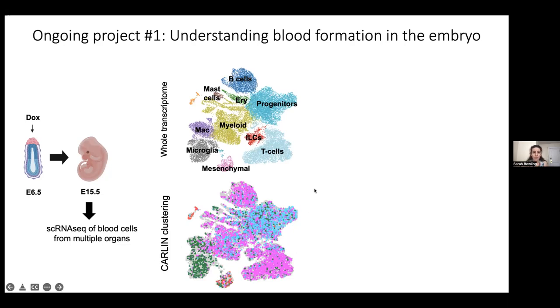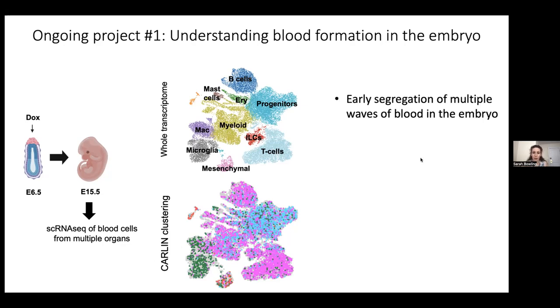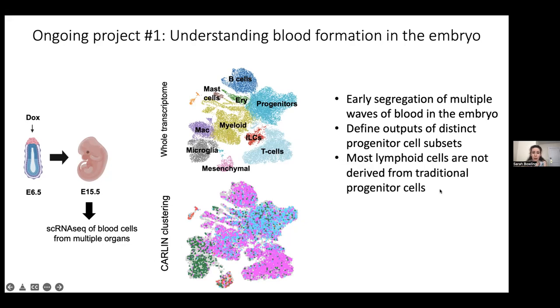And I don't have time to go through the data and our findings, so I'll just summarize our broad findings here. We found that there was a really early segregation of multiple waves of blood in the embryo that was much earlier than we were expecting. We were able to define the outputs of distinct progenitor cell subsets in the embryo.